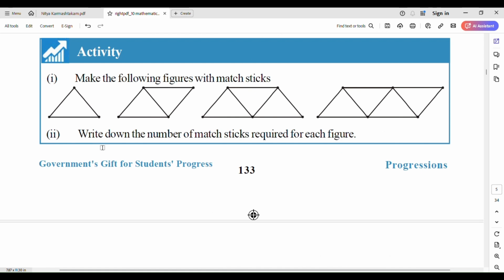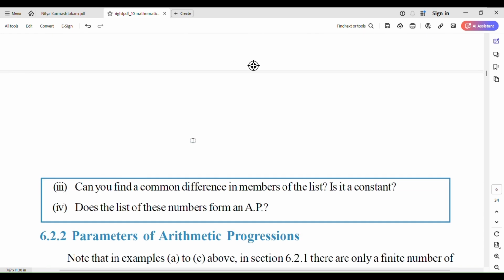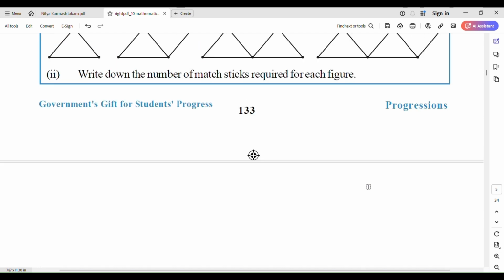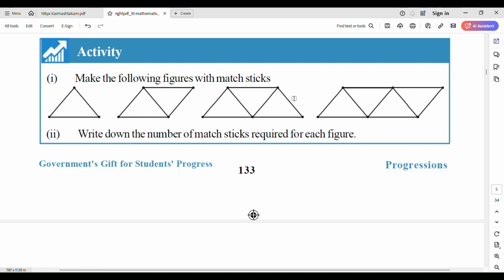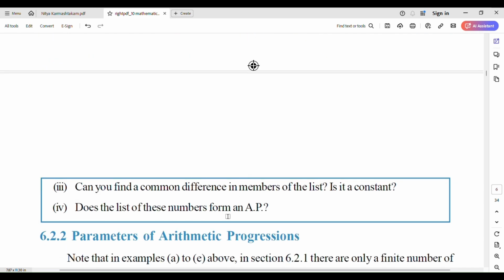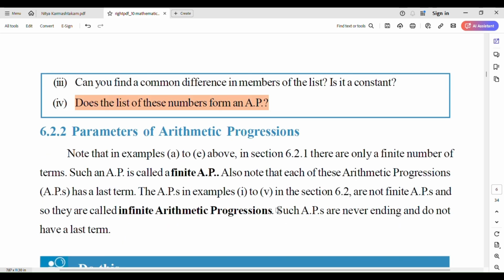And in this activity you can see, if you arrange matchsticks like this and count the number of sticks, there are 3, 5, 7. Every time I am adding 2 extra matchsticks to form one more triangle. Can you find the common difference in the members of the list? Is it constant? If you see here 3, 5, 7, 9, it is always plus 2, so it is constant. Definitely it is in arithmetic progression.